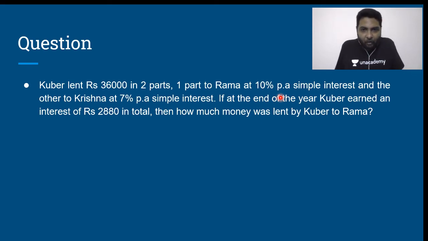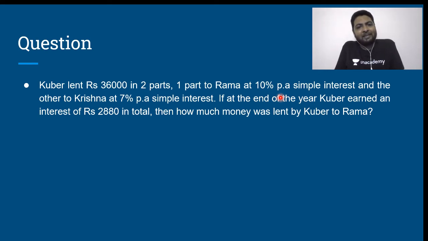Again, can we solve it without using paper, pen? Let us see if we can. See, what was the total interest earned? 2,880 rupees. How much money was lent? 36,000. So 2,880 is what percentage of 36,000? See, 10% of 36,000 is 3,600.